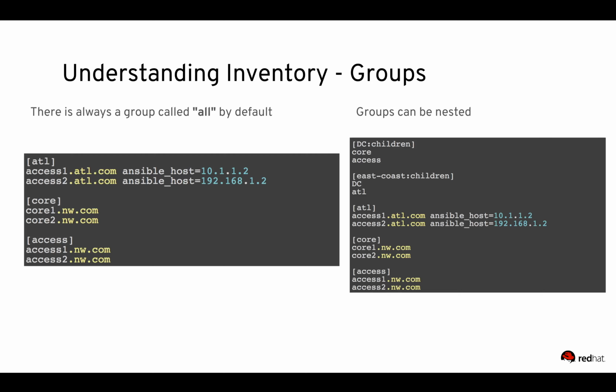If we want to target all our inventory, there is a special all group. By using this inside our playbook, we can target everything. We can also nest groups. For instance, the DC group on the right contains two other groups, core and access.